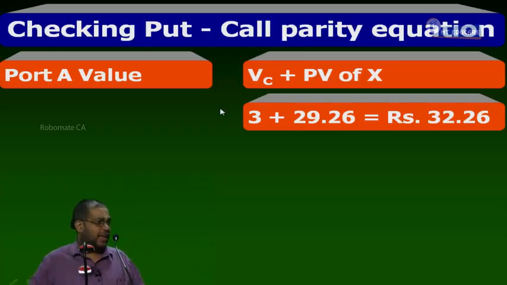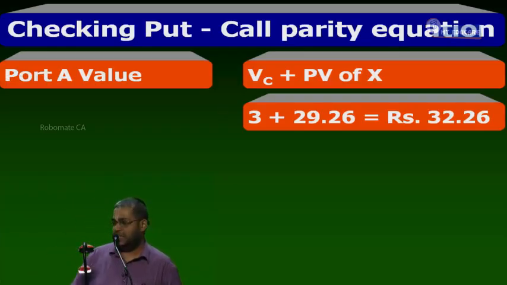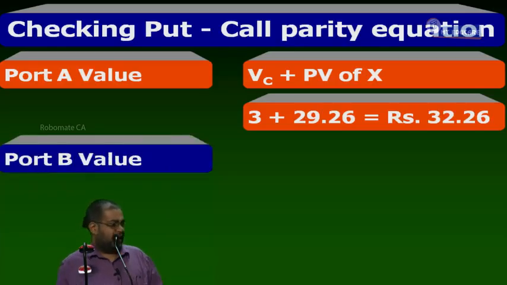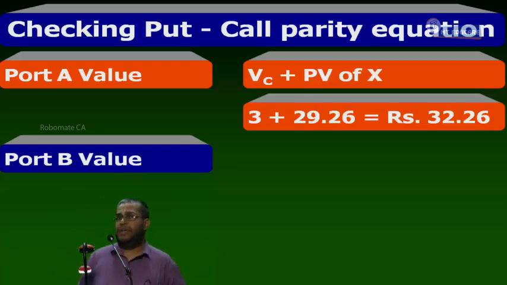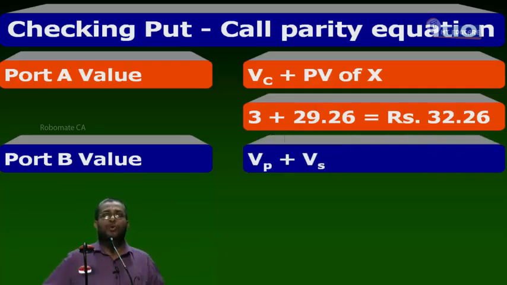32.26 is the portfolio A value. There's another portfolio B value. Answer my question: what is portfolio B value? Tell me. Value of put plus value of share, VP plus VS. Both I can get from the stock market and the option market. VP plus VS. What is VP? What is VS? Tell me.